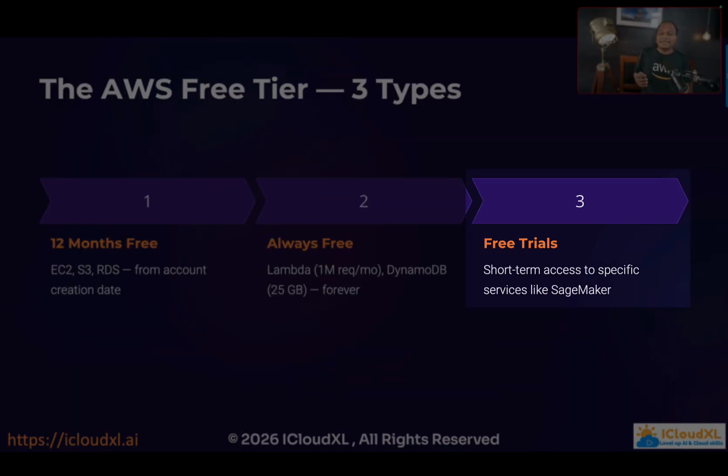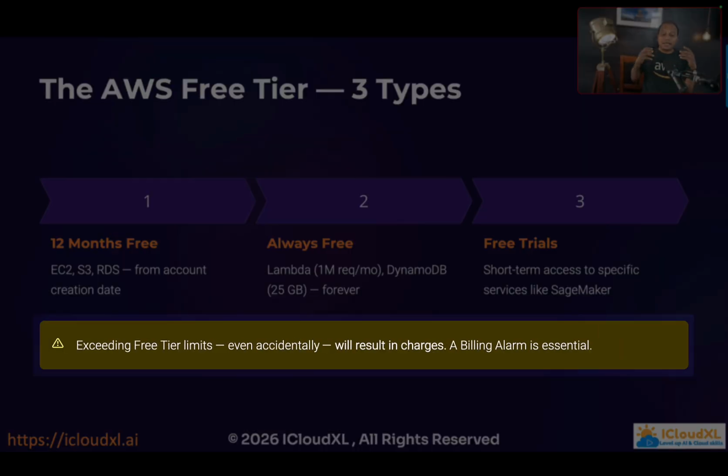You get this free when you're logging into the AWS account and start using Lambda and DynamoDB services. And the third type is that some services have a free trial option, such as SageMaker. It gives you short-term access to a specific service. Apart from these, if you're using T2 or T3 EC2 instance types, you get 750 hours per month, and every month it resets to 0 and starts counting again.